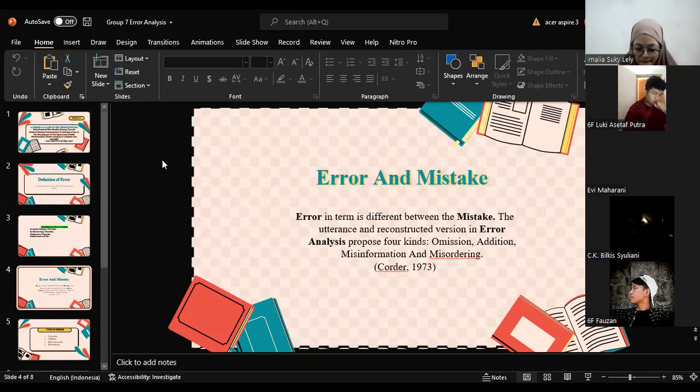Okay, thank you, Luki. Error and mistake. Error in terms is different from mistake. The utterance and reconstructed version in error analysis has four kinds: omission, addition, misinformation, and misordering. Carden, 1973. Next slide, please.